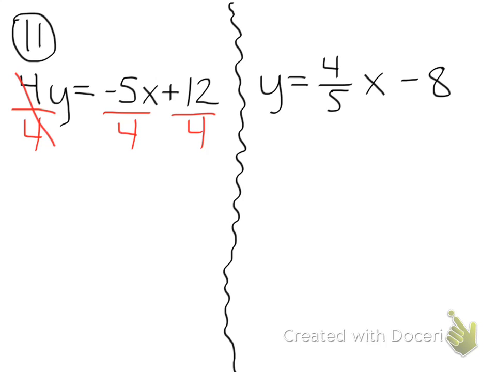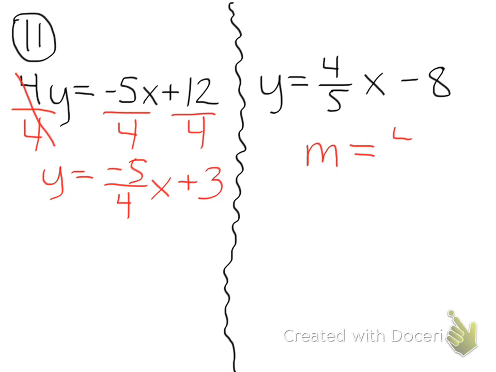And we're going to rewrite this. Y is equal to negative 5 x. And then 12 divided by 4 is a positive 3. Let's look at our next equation. Is the y by itself? Yes, it is. So right away we can find our slope. And our slope here is 4/5. Looking at our slope from the first equation, we have negative 5/4. So these are not parallel because they are not the same slope.